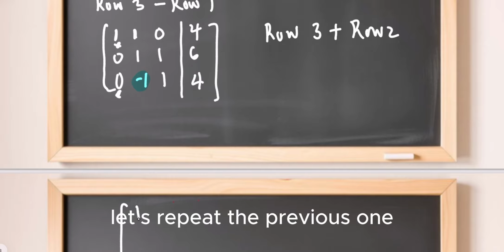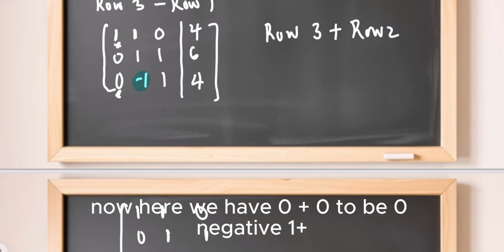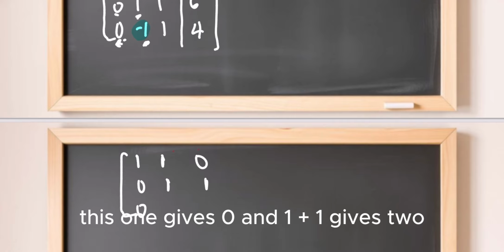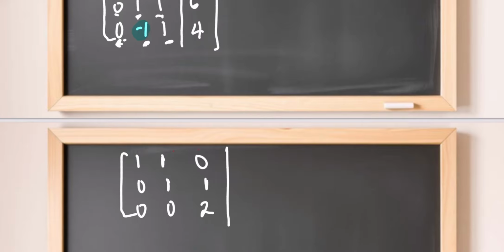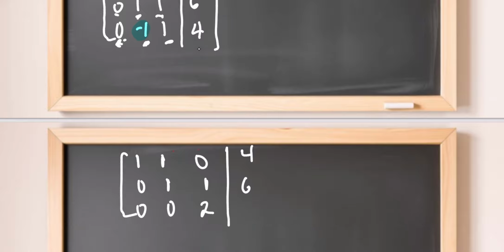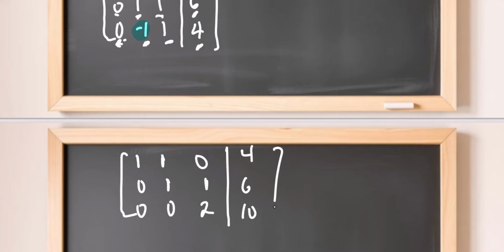Let's repeat the previous one. We have 1, 1, 0, 0, 1, 1. Now, here we have 0 plus 0 to be 0. Negative 1 plus this 1 gives 0. And 1 plus 1 gives 2. Here we have our 4. We have our 6. So 4 plus 6 here gives 10.